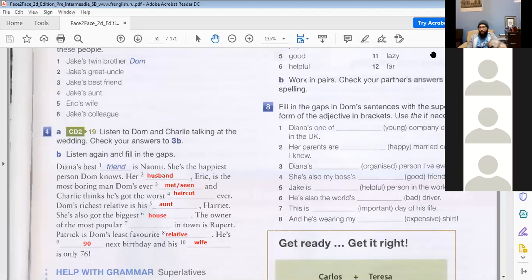So Rupert is the owner of the most popular what? Bar. Yeah, the most popular bar in town. Correct. All right. So this means, what about the other answers?